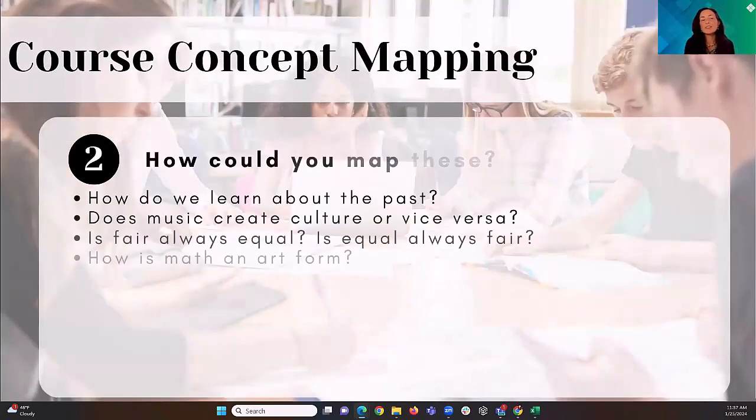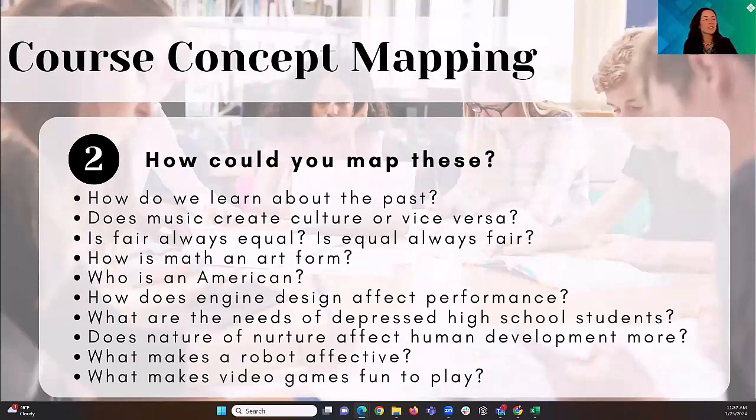All right, here's just a few question examples. I thought they were interesting. We've got, is fair always equal? Is equal always fair? So they would draw some representations of that. Who is an American? Maybe how does engine design affect performance? Or what makes a robot affective? Look, there's an A in there. So what makes you think they have emotion, right? So it's trying to think about that. So you could see how these could apply. I tried to choose ones from different subject areas.